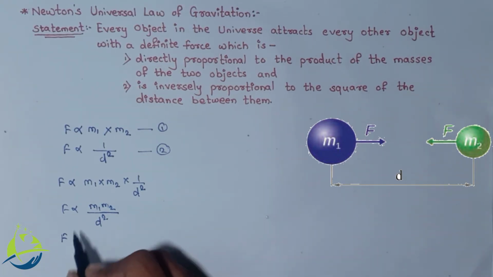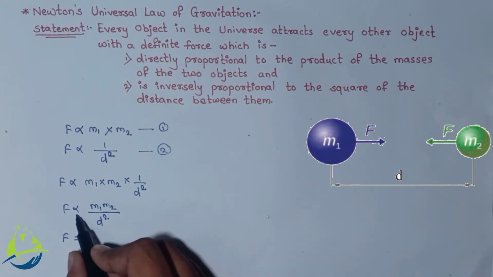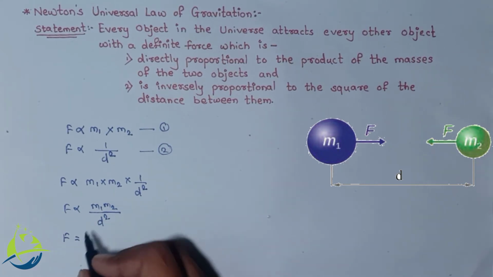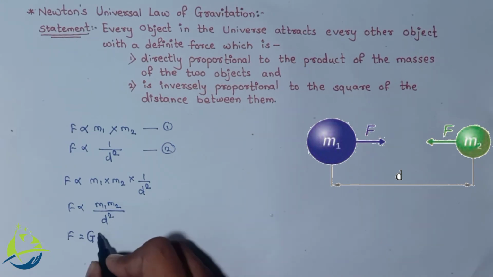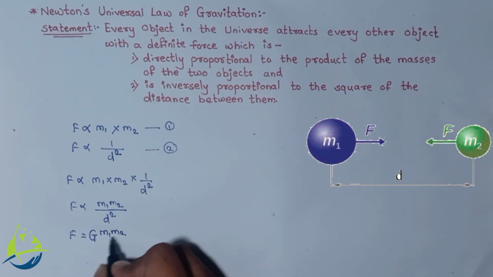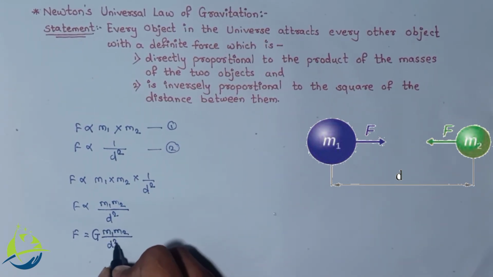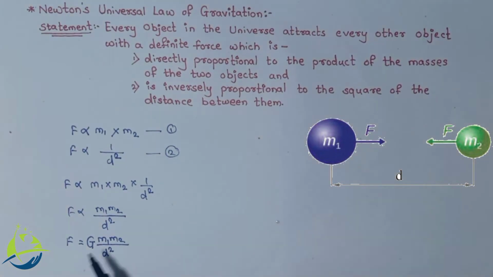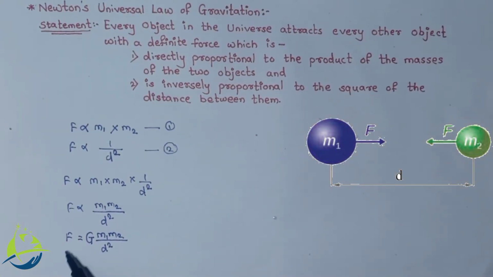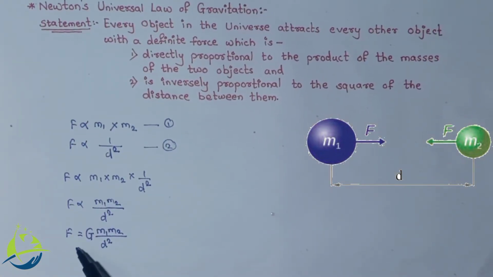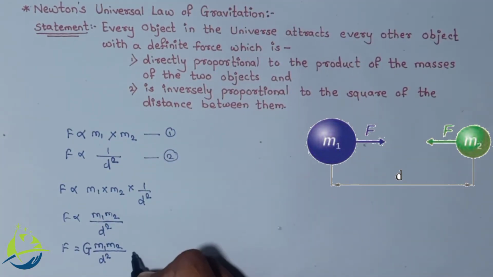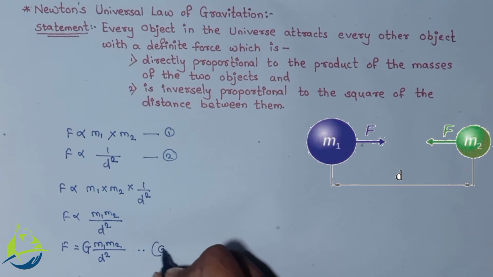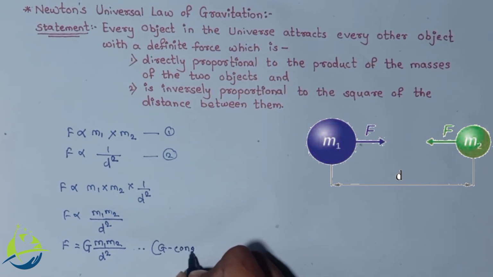The formula is F is equal to, we have to cancel this directly proportional sign, we take a constant term here, constant G. Okay, G into what? m1 m2 upon d square. This will be your formula for force of attraction. Okay, now G, what is G? G is the constant of proportionality.